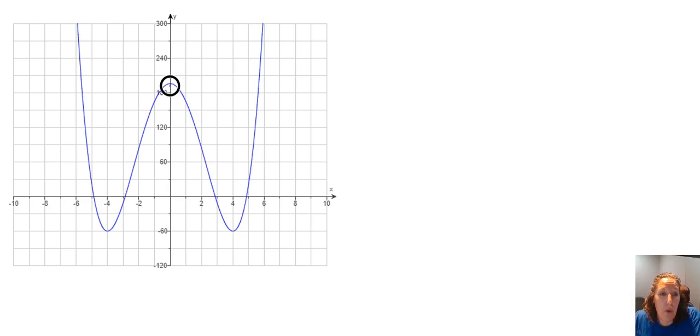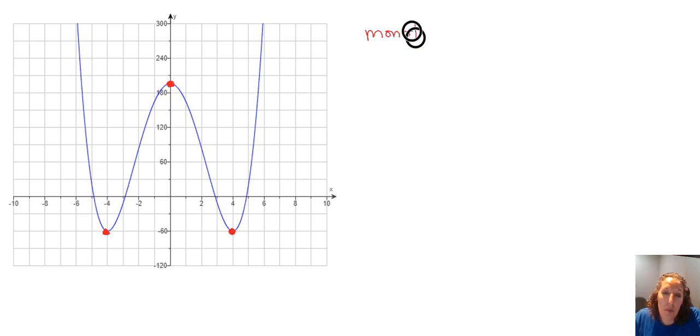So we can see we've got one right here on the y-axis. We've got a maximum there. We've got a minimum point at two different places. And other than that, in between those points, our graph is going to be always increasing or always decreasing. We call that term monotonic.